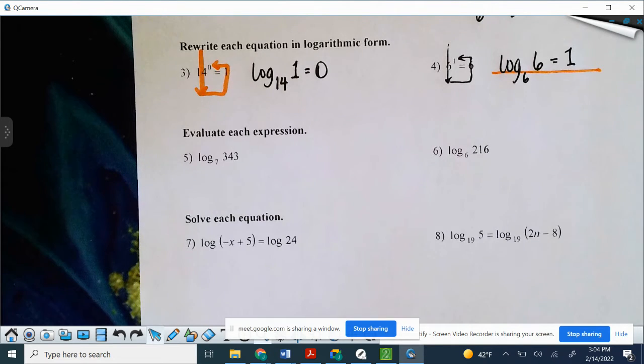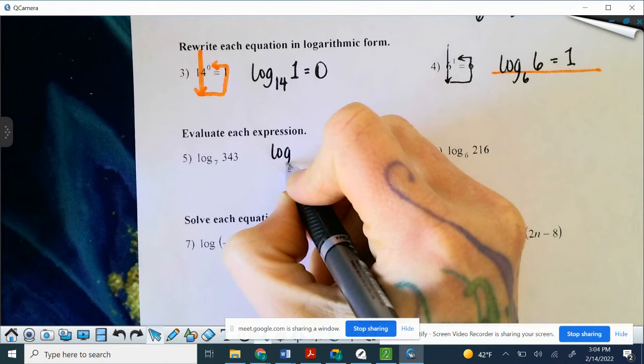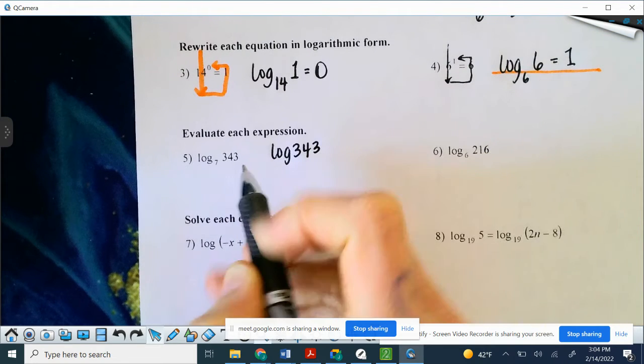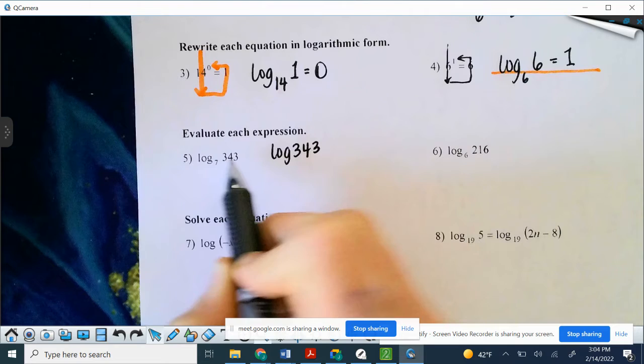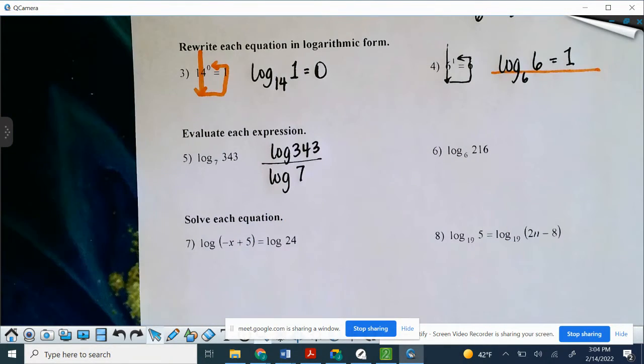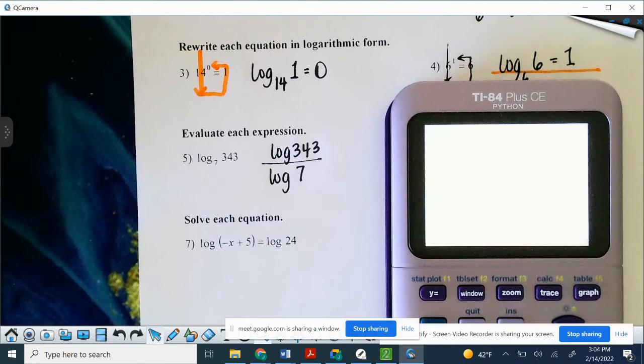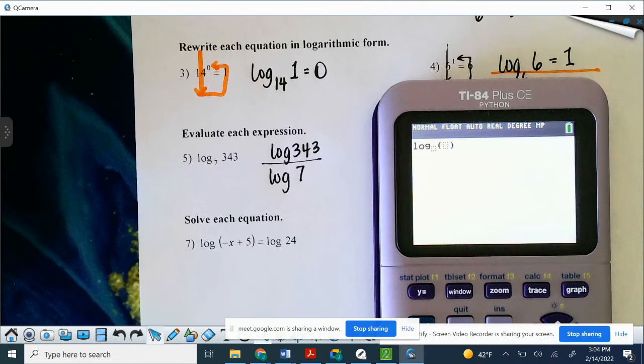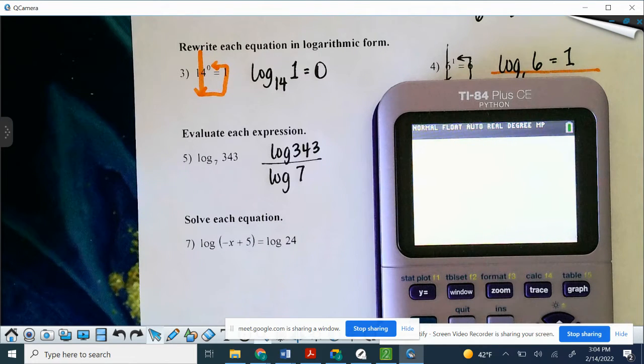So change of base again, just so we have exposure. You're going to take log of whatever your output is over log base 10 of 7, because again, if there's nothing in the base, then that is going to be a log, assume 10. And so talking about TI, I already pulled it up, I'll go do it again. So math, if you go all the way down, log base, so I can put a 7, 343, and the answer is 3.